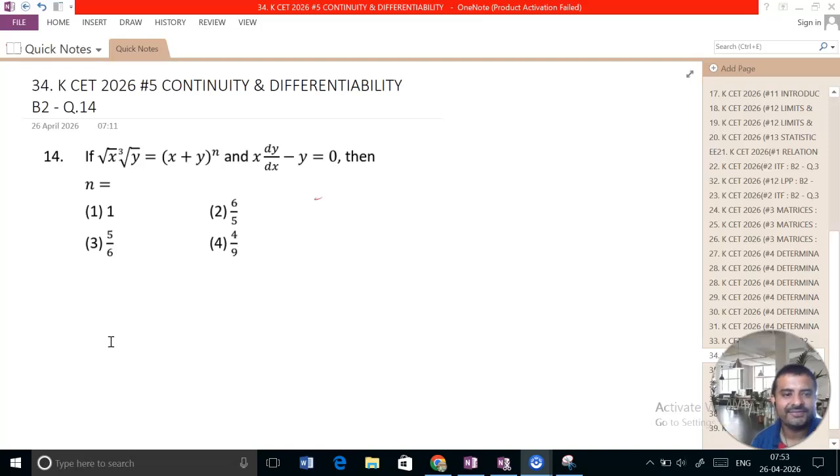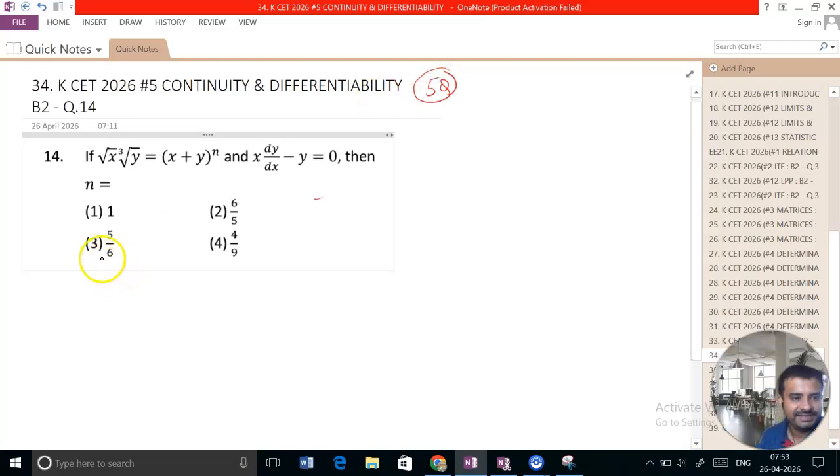So we are in the discussion of KCET 2026 mathematics question paper. We already completed 33 questions. Let's start today's questions with continuity and differentiability of your second year PUC. This time they asked 5 questions from this chapter. So let's start with the first question of this session.